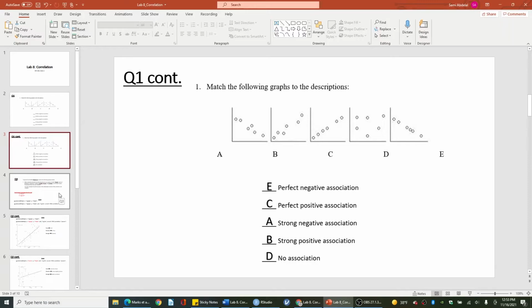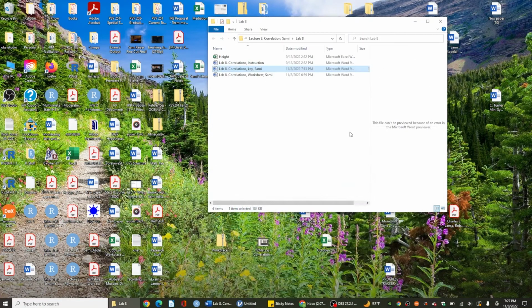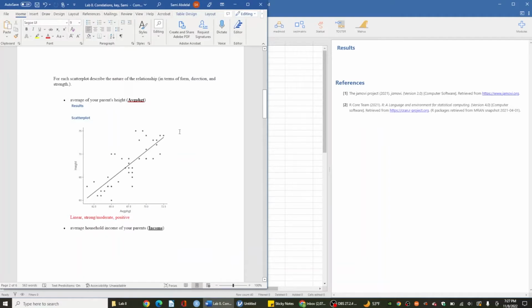Okay, let's get to the good stuff. Hey guys, you might be wondering what is going on in this video right now. We were going over a presentation and then you just cut out. Well, last year we were using R and this year we're using Jamovi. In order to find these scatter plots and correlations, it's going to be a little bit different.